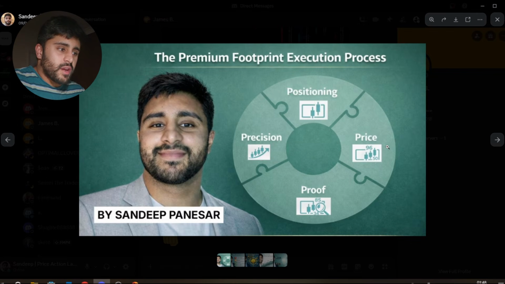I'll finish off by explaining to you that what I've been through briefly today was the premium footprint execution process. So the premium footprint execution process is the 4 P's to profitability: positioning, price, proof, and precision. So you want to have good positioning. You want to back it up by having a good read of price, not trying to predict it, actually reading it. Then from there, reading the proof. And then from there, you can start to have precision entries, which is what everyone wants.